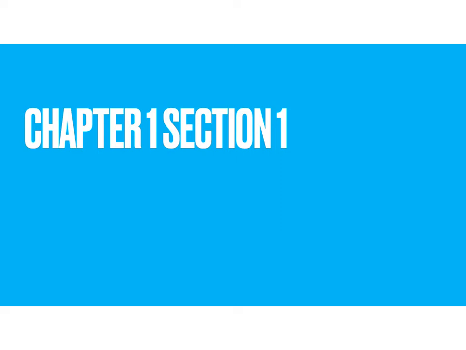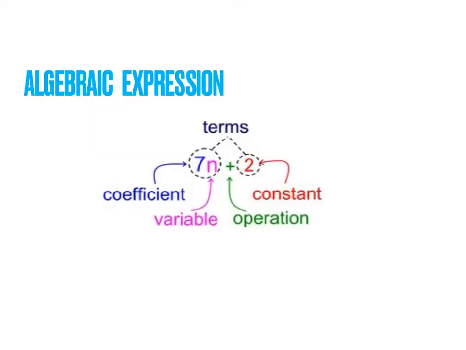So 1.1 deals with evaluating expressions. An algebraic expression kind of looks like this. It's going to be something with terms, it'll have a variable in it, it could have a coefficient, and it'll have some type of operation. So here the number in front of our variable is our coefficient, so that's being multiplied, so we know that these two numbers are being multiplied together.